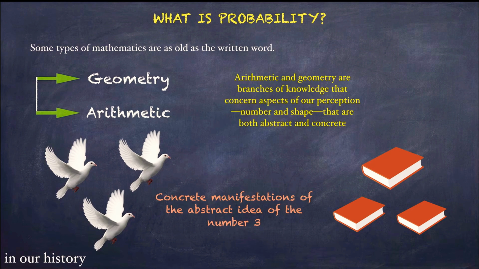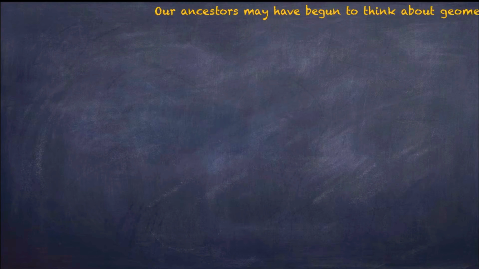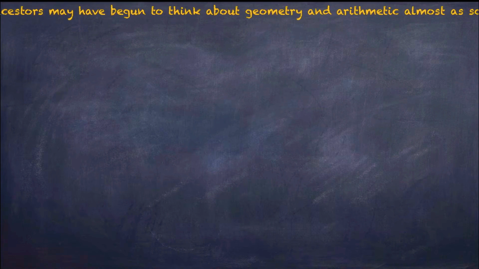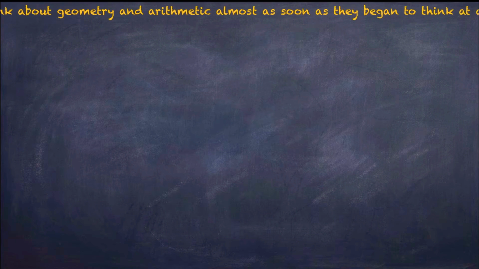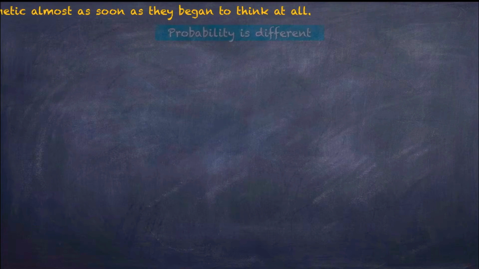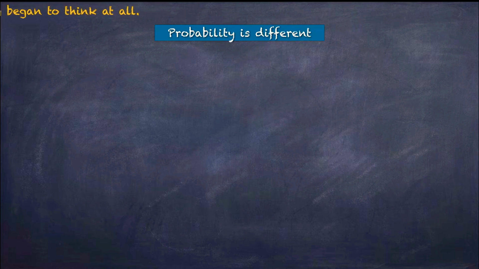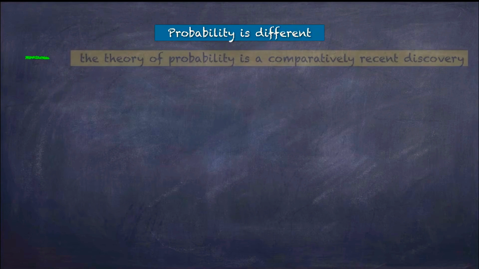But if we ask ourselves how many decades ago our ancestors actually began to think about all this, our ancestors may have begun to think about geometry and arithmetic almost as soon as they began to think at all. But probability is different. Unlike geometry and arithmetic, whose origins lie in prehistoric times, probability is a comparatively recent discovery.